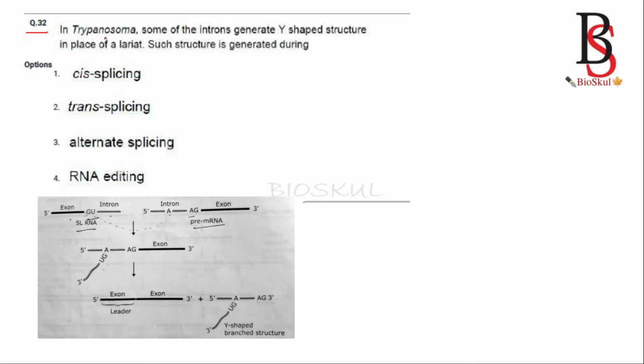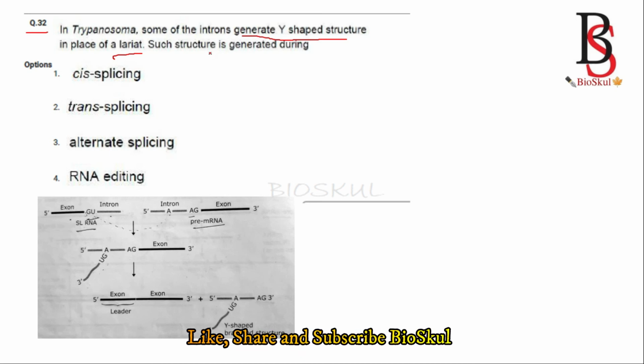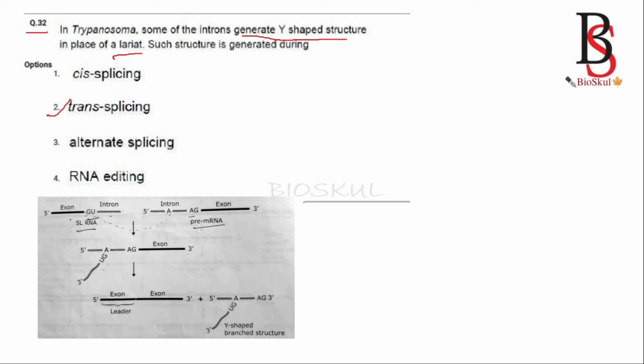Question number 32. In trypanosoma, some of the introns generate a Y-shaped structure in place of a lariat structure. In which splicing is such a structure generated? That is in trans-splicing. Okay, so this is a very common question. Mostly it is asked in trypanosoma that trans-splicing is observed. So what is trans-splicing? In trans-splicing, two exons, let's consider this is exon 1 and this is exon 2, which are located in two different mRNAs, are spliced together into a single mRNA.